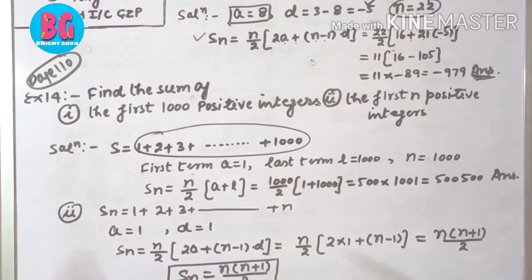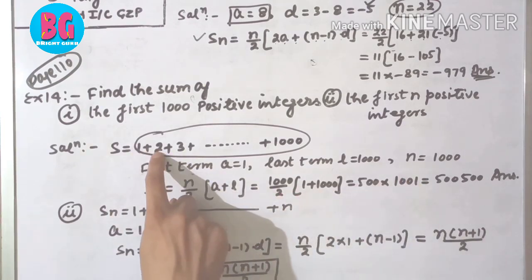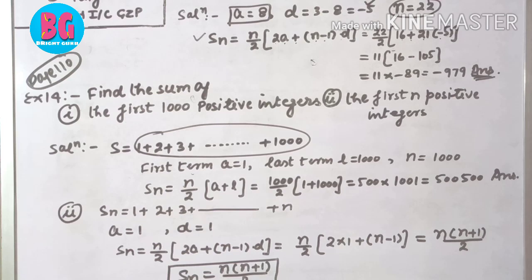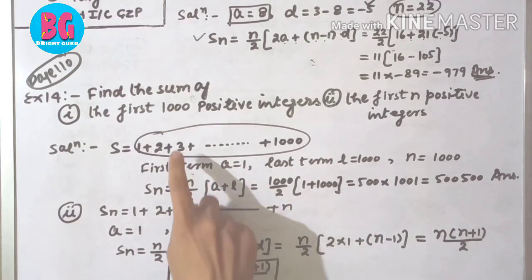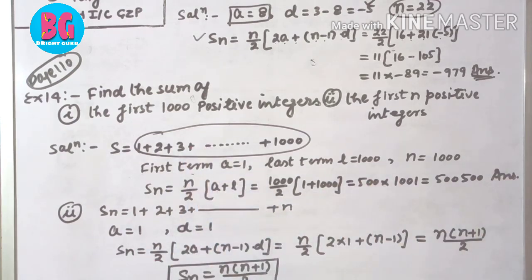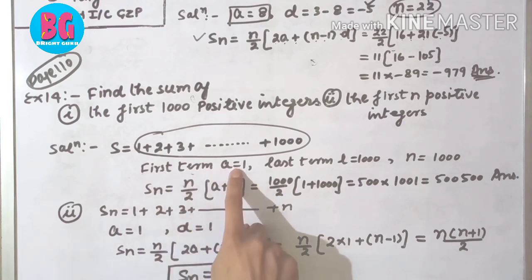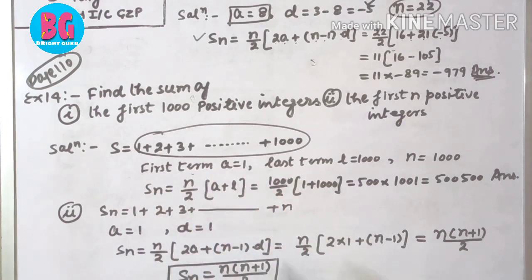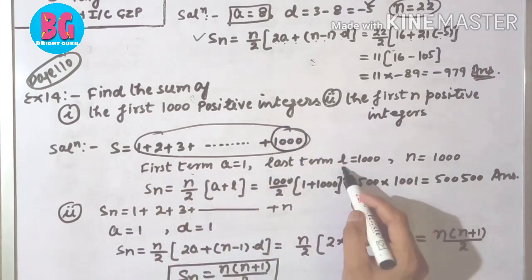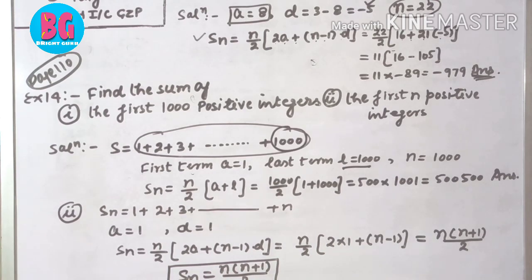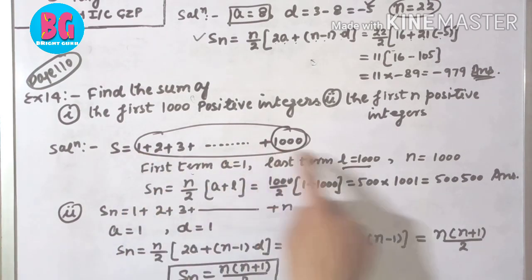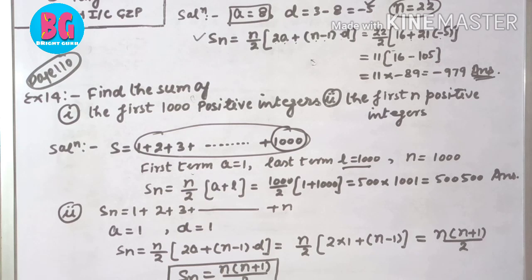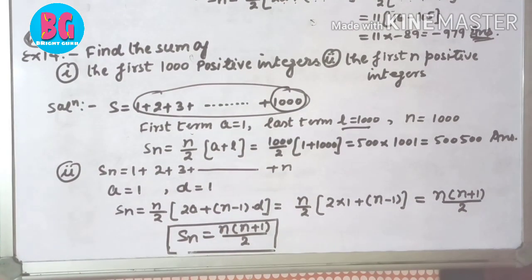What is the difference between 1 and 2? So easy, it is 1. The difference between 2 and 3, so easy, it is 1. And the difference between 3 and 4, so easy, it is equal to 1. The first term is 1 and the last term of the series is 1000. And how many terms are there from 1 to 1000? The total number of terms from 1 to 1000 is 1000.